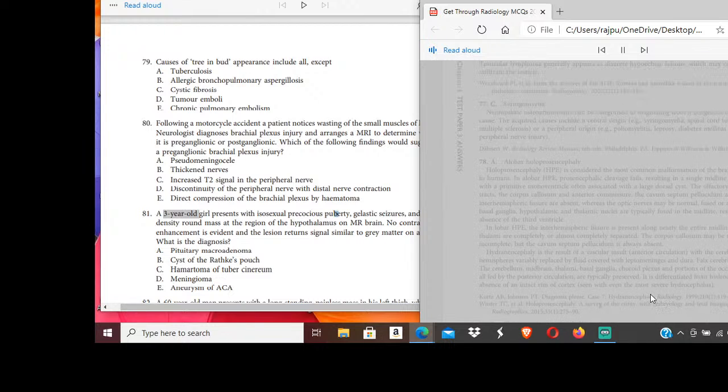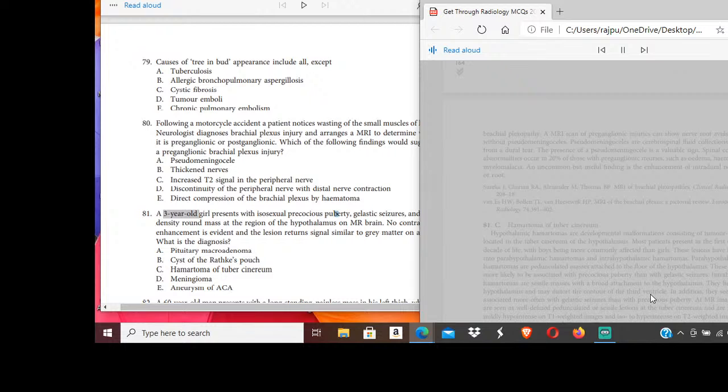Chapter 6. Test Paper 3, Answers. 164. Brachial plexopathy. An MRI scan of preganglionic injuries can show nerve root avulsions with or without pseudomeningoceles. Pseudomeningoceles are cerebrospinal fluid collections resulting from a dural tear. The presence of a pseudomeningocele is a valuable sign. Spinal cord abnormalities occur in 20% of those with preganglionic injuries, such as edema, hemorrhage and myelomalacia. An uncommon but useful finding is the enhancement of intradural nerve roots.